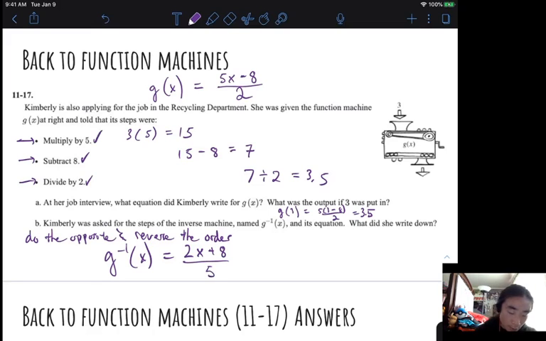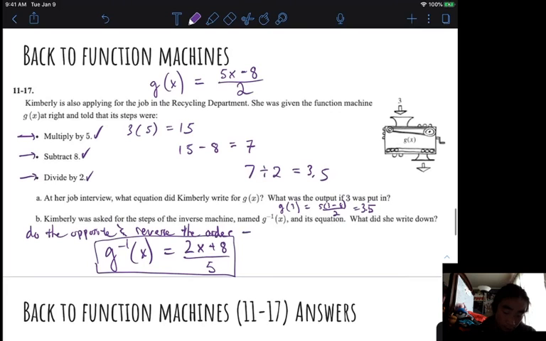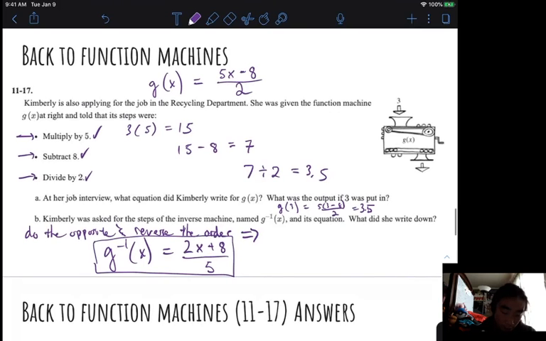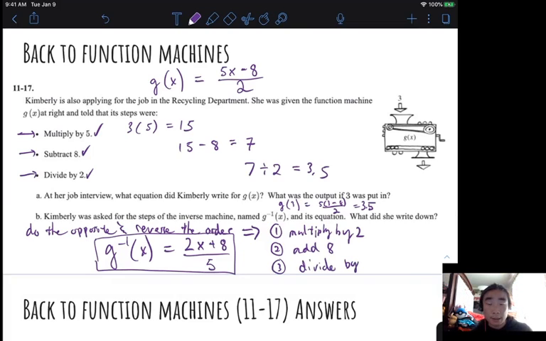So then this part is what she wrote down. So I'll write that out in words for the steps, right? First, multiply by 2. Second, add 8. Third, divide by 5. Are we kind of getting the hang of things? Can I get some nonverbal feedback?